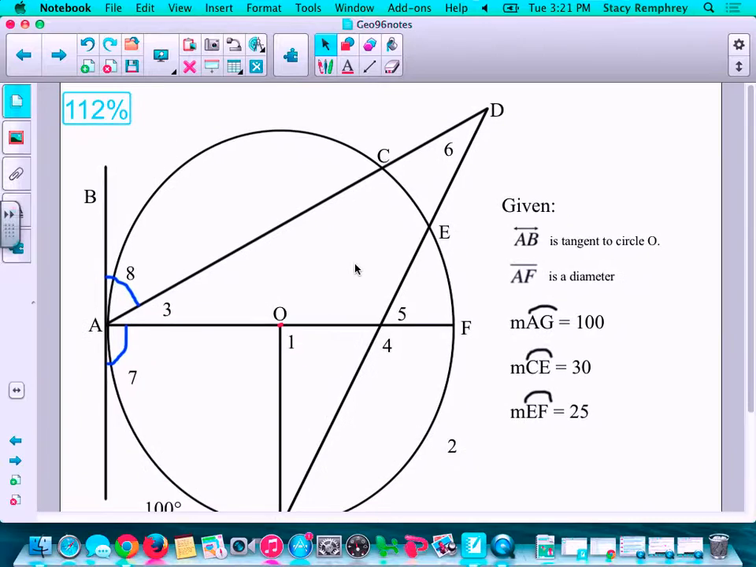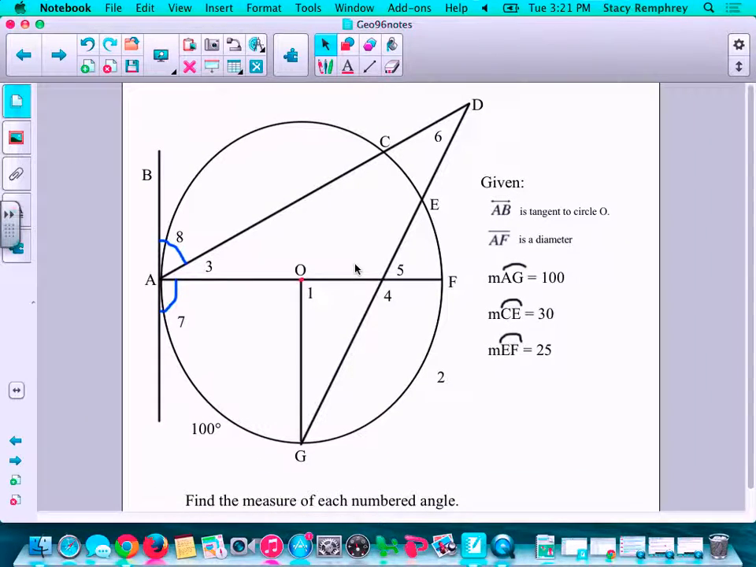Our last problem's a problem that kind of reviews everything for you. Make sure that you read the given and label that on yours before you start working on the problem. So make sure you label that this is 100, arc CE is 30, arc EF is 25. You know that these are tangent, that this is a diameter. Okay, so please push pause, work through this as best you can, and then come back for the answers.